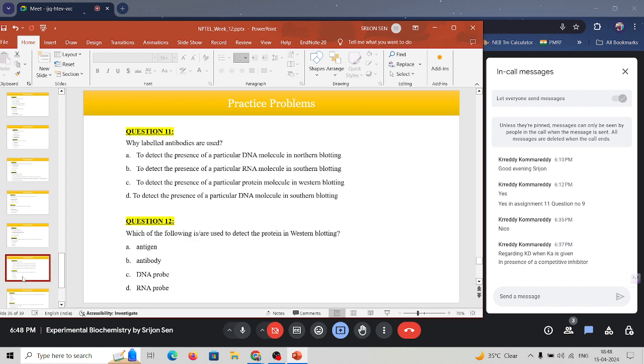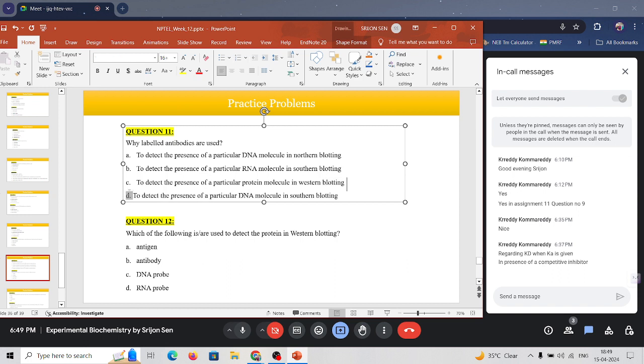Okay. Why are labeled antibodies used? Why have we used labeled antibodies? To detect the presence of a particular protein molecule in Western blotting. Yes, very good. That's the answer. So C is the answer.